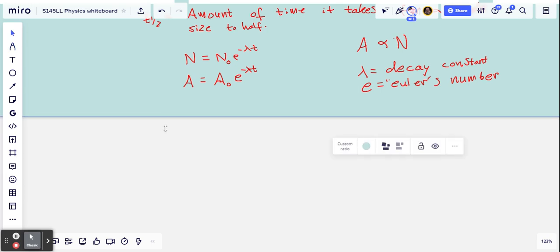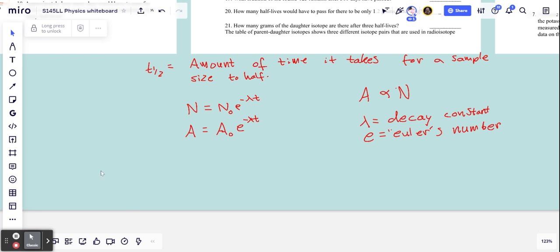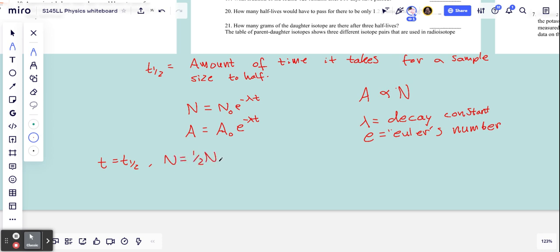Well, after one half-life, we know the sample size is going to half. So that means when t, the amount of time, is equal to the half-life, which we call t half, then n is going to be equal to half of the original sample size. So we can rewrite the top equation. We could do the same with A, saying A would be equal to half of A naught, but we'd end up getting the same answer anyway. So let's just do it with n for now.